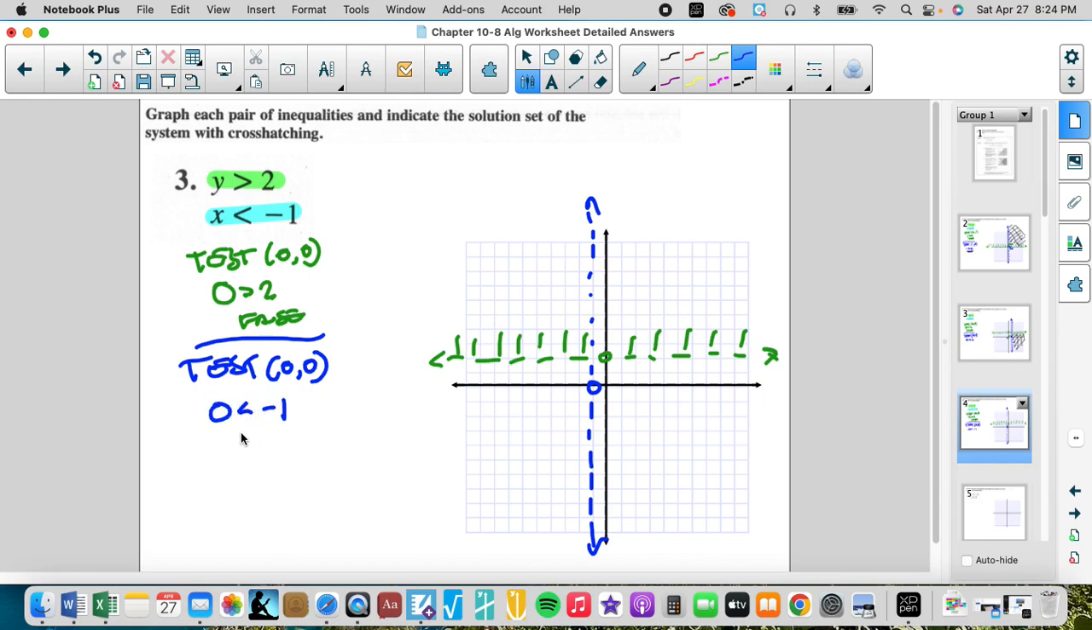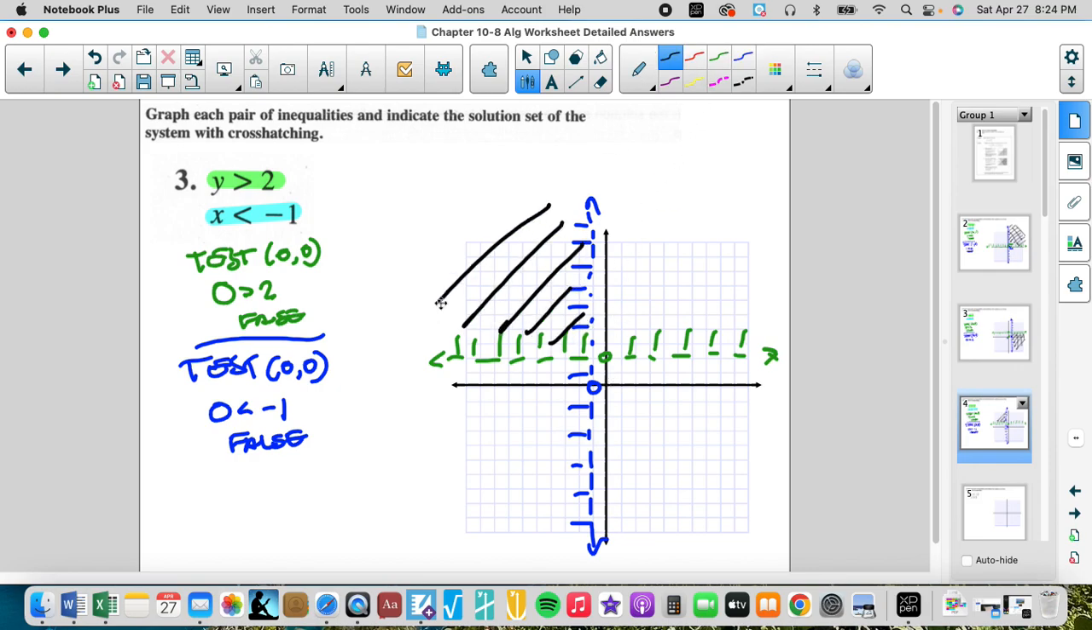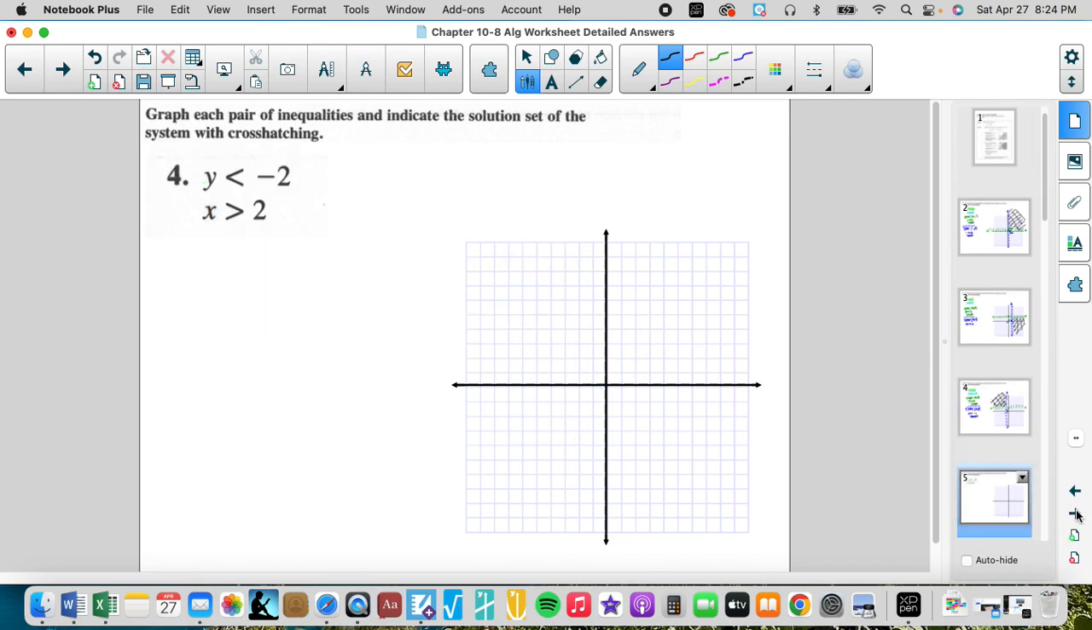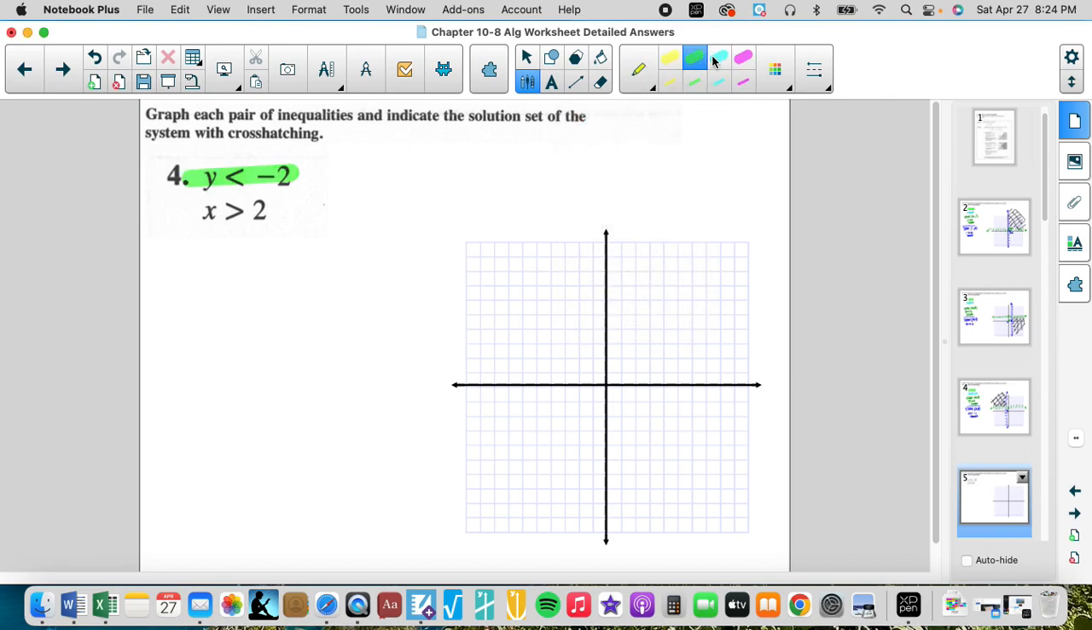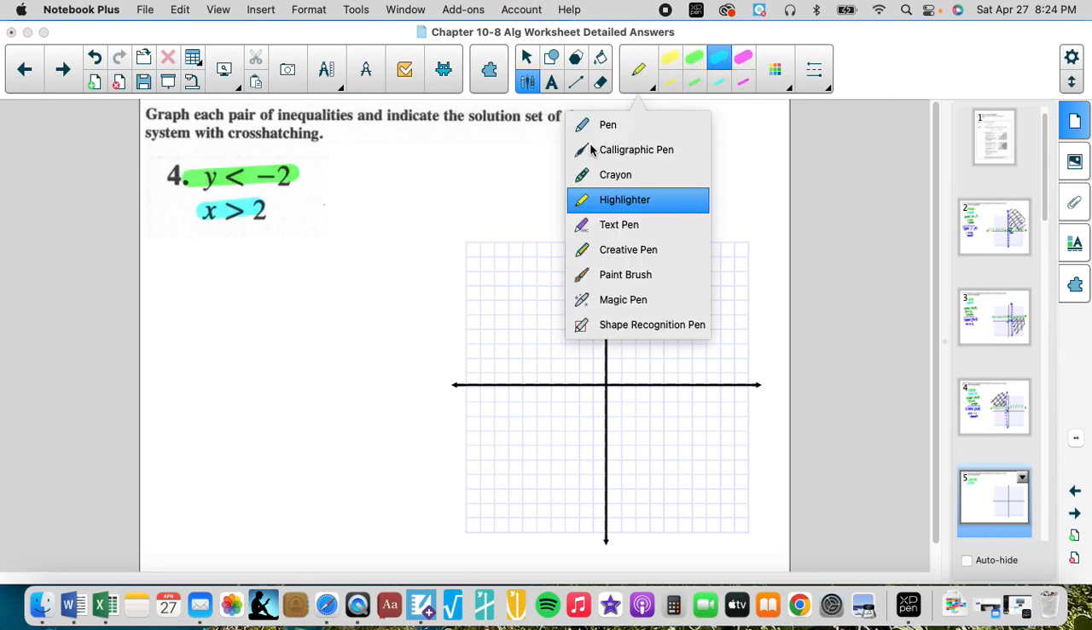Is 0 less than -1? That's also false. This is better. So 0 is false, so we'll shade the other side. But see, I miss out on that visual of false, false. But it is false, false, because when I tested this point, it was false for green and false for blue. So this is going to be where they share true, true. Green, blue.